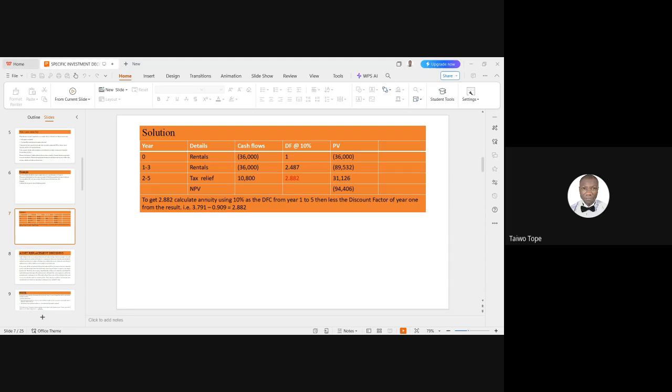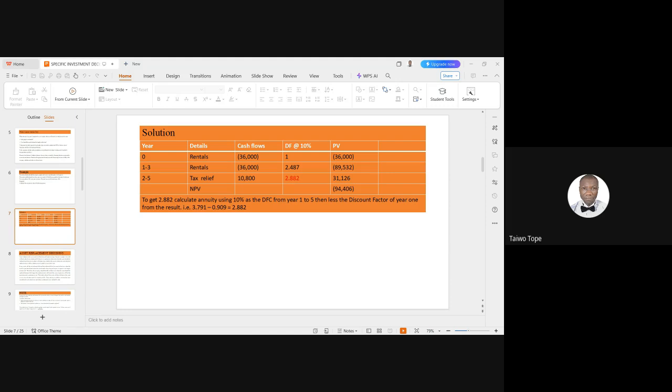There is another approach you can use to determine that likewise. So the tax relief will be 10,800 multiplied by 2.882. You have a present value of 31,126. So the NPV now will be 94,406.